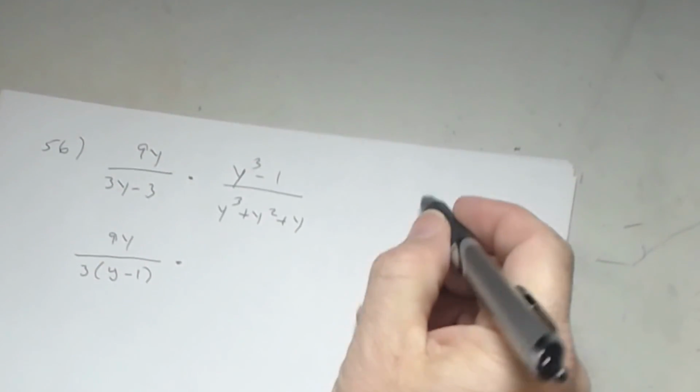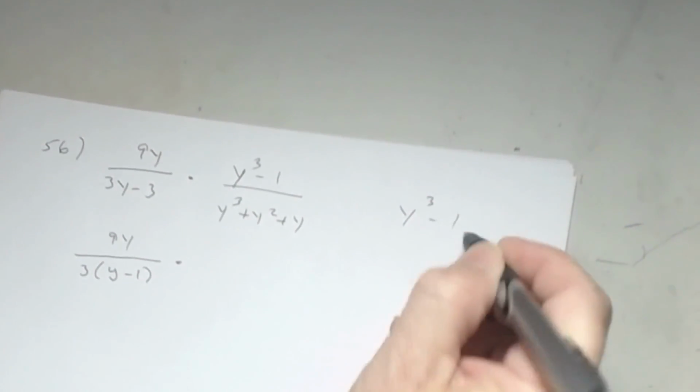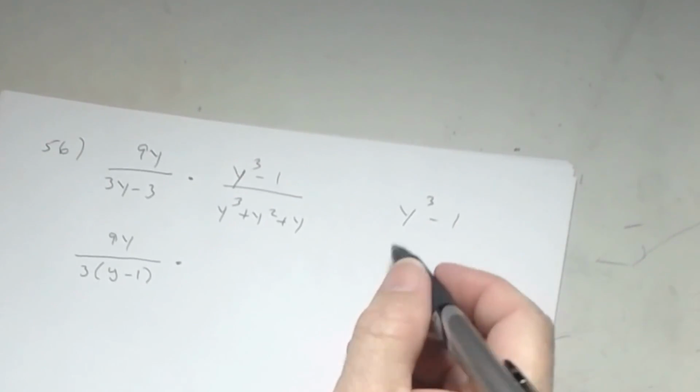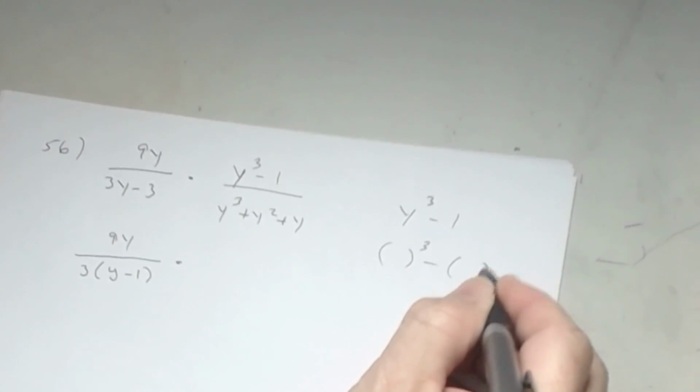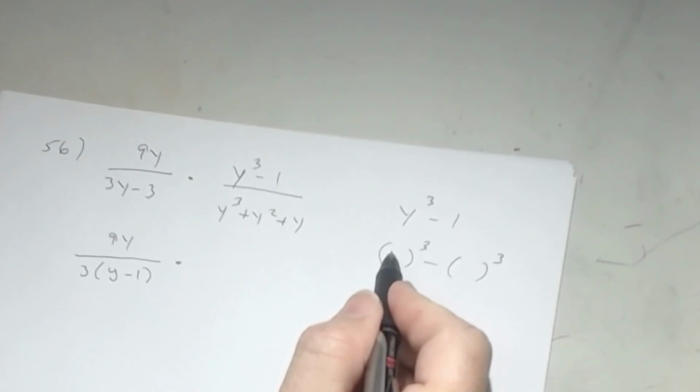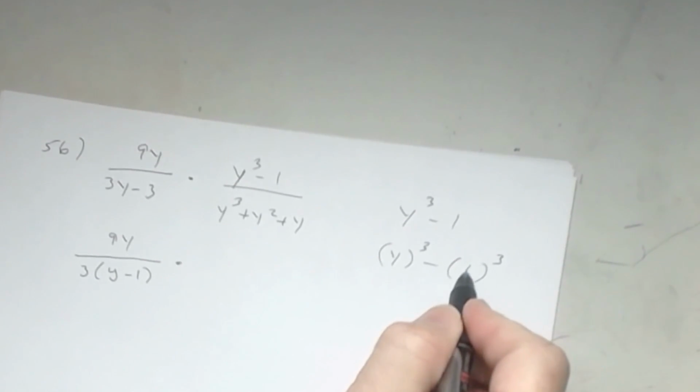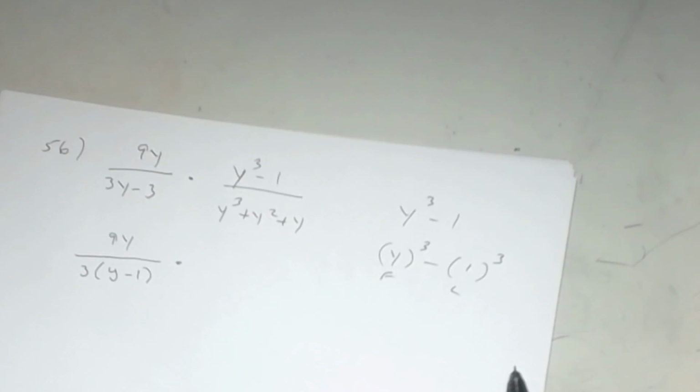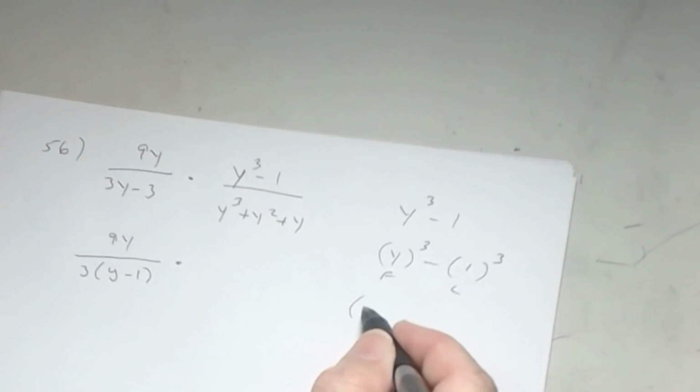Times. How do I factor the numerator of that second fraction? The difference of 2 cubes. So I'm going to go off to the side and factor the difference of 2 cubes. This is a difference of 2 cubes because I can fill in these parentheses. What goes inside that first one? What goes inside the second one? So there's your F, there's your L. In factoring the difference of 2 cubes, you say F minus L, so that's going to be what?